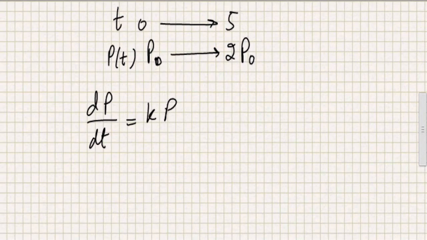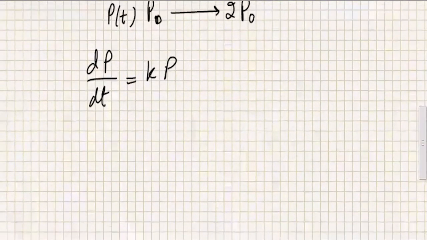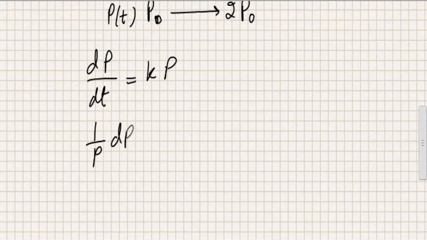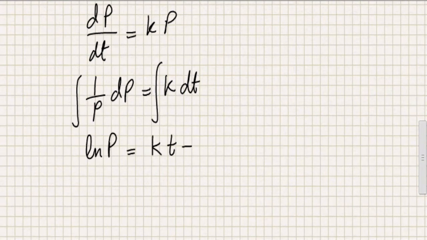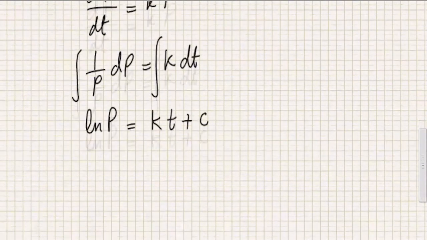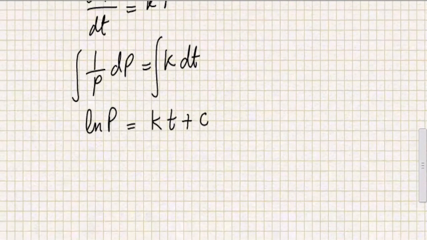Now I'm going to rearrange this equation, taking everything in P on the left hand side and everything that is a constant or a function of time on the right hand side. Then I'm going to take the integral on both sides. When I take the integral on both sides, the left hand side is natural log of P and the right hand side will be kt, and there will be a constant of integration. This is a standard solution that we have already done a couple of times in previous videos.